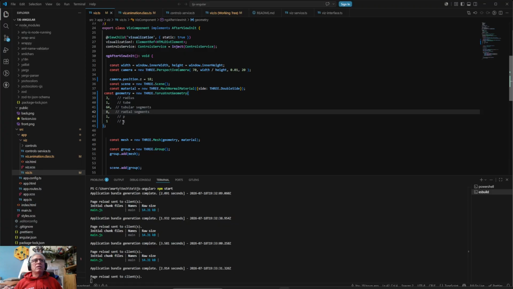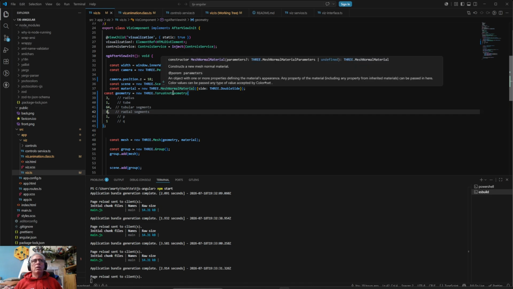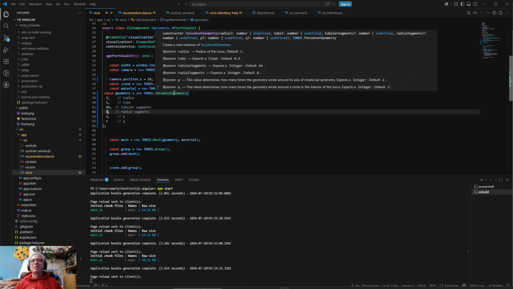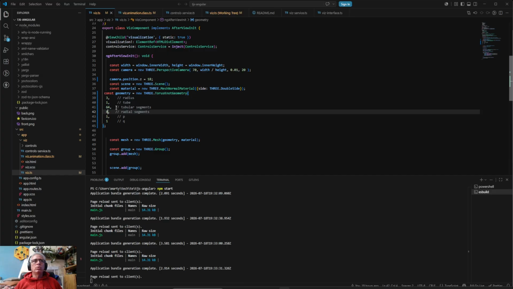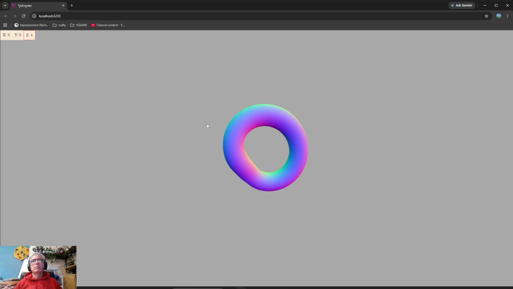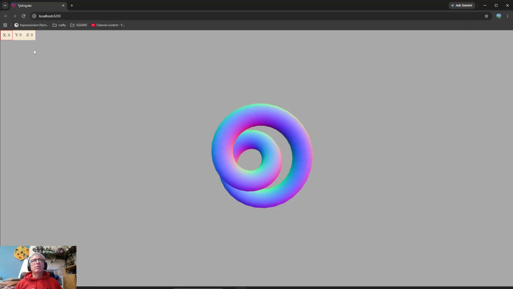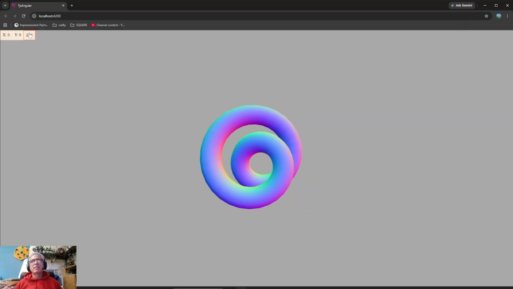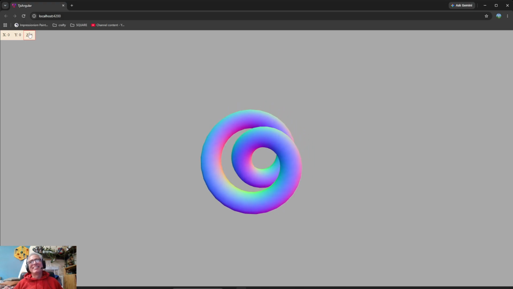And I think the really interesting one is the P and the Q. And the P determines how many times the geometry winds around its axis of rotational symmetry. It expects a 2. So let's change that to a 2 for the moment. So it rotated twice around the axis, I guess. I guess that's what that is. So let's see. Yeah, that is, oh my God, that is so cool. Holy cow, that is cool.